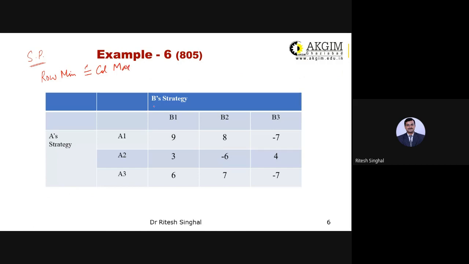So first we have to check this saddle point. In first row, the minimum value is -7. In second row, minimum value is -6. In third row, minimum value is -7 again. Column wise, in first column, maximum value is 9. In second column, maximum value is 8. In third column, maximum value is 4. So I think you may have seen that there is no common point where row minima coincide with column maxima, and you can say there is no saddle point.